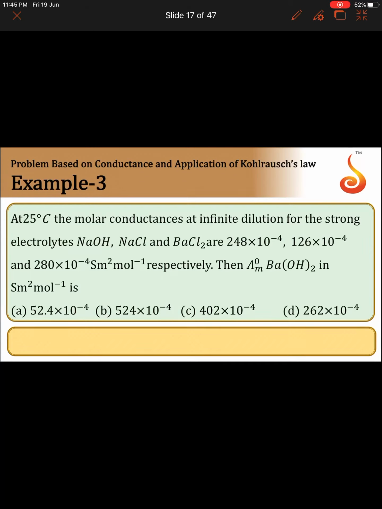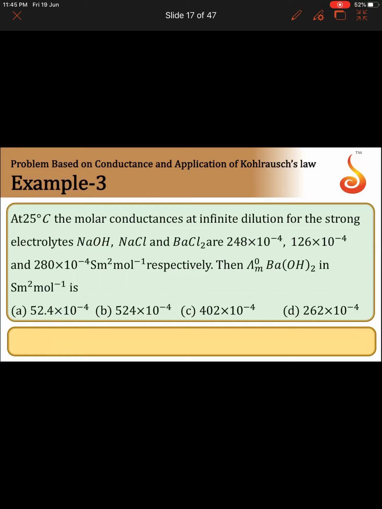At 25 degrees Celsius, the molar conductances at infinite dilution for the strong electrolytes NaOH, NaCl, BaCl2 are given. They are asking to calculate lambda m naught value of Ba(OH)2. Here NaCl has two common ions. Na is a common ion with respect to NaOH. Cl is a common ion with respect to BaCl2.